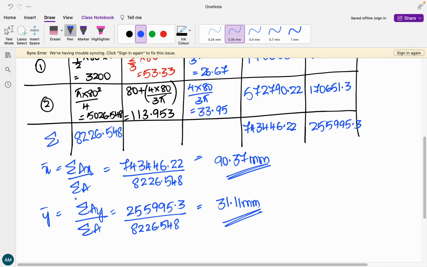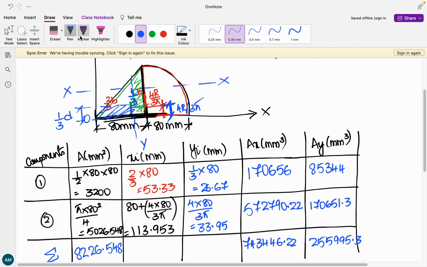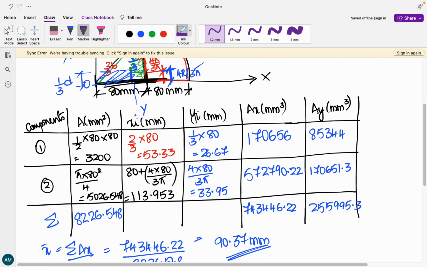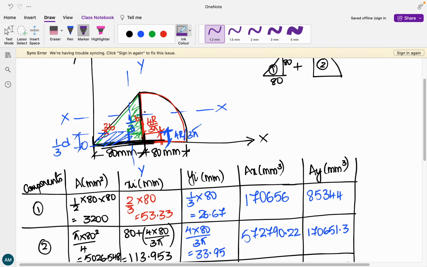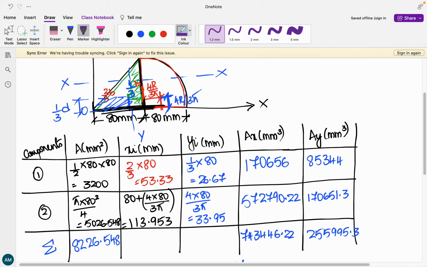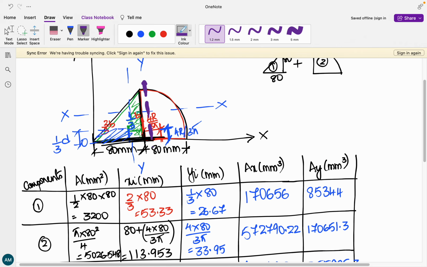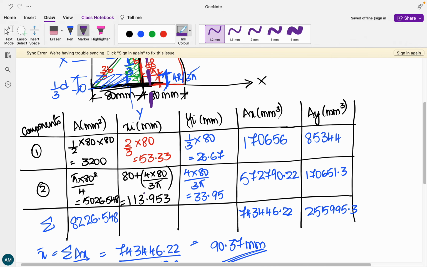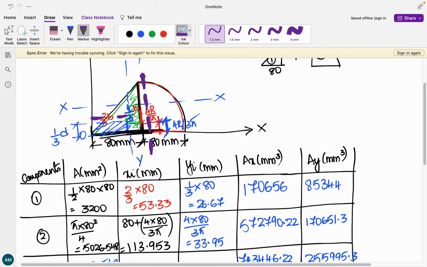So what does this mean? X bar is around 90 mm and Y bar is around 31 mm. If we take X bar as 90, it comes somewhere like this, and Y bar as 31, somewhere like this. So this is our centroid, this is Y bar, and this distance is X bar.